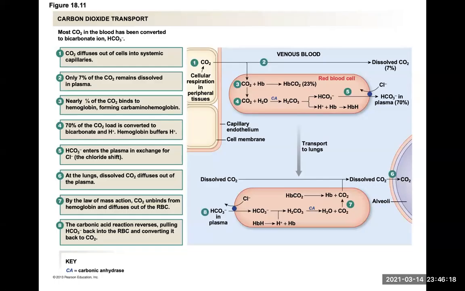Number one is CO2 diffuses out of the cells and into the systemic capillaries. So out of the cells and then into the systemic capillaries, where we'll call that the venous blood. Number two, 7% of your carbon dioxide is going to be dissolved directly into the blood plasma, right? 7%, not a whole lot, but some of it can go directly into the plasma, directly into the blood.